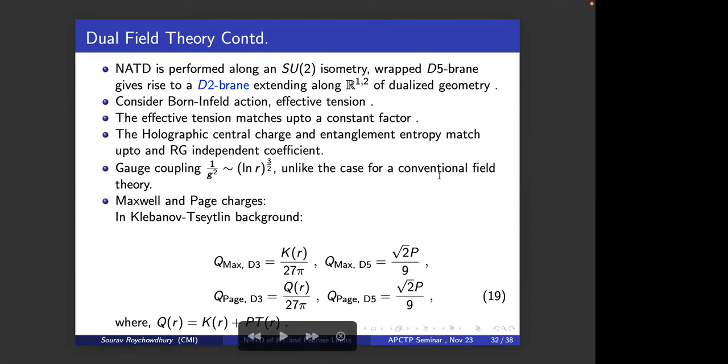Okay, so now one can calculate the brane charge for the original as well as the T-dual background. In the original geometry, as I mentioned, we have regular D3 branes and wrapped D5 branes. One can calculate their charges, the Maxwell and Page charges, and these are given by this expression. These are the Maxwell charges for the two branes, followed by the Page charges of the same branes. Here I'm just introducing some Q notation, which is K plus P times R.